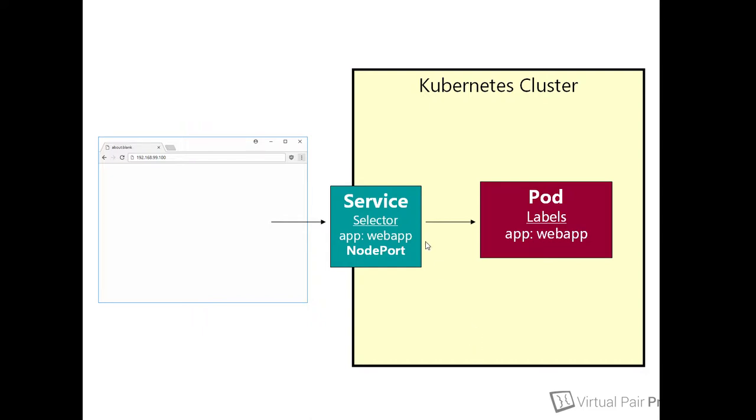The way that services work is via this selector. By specifying in the selector block app: web app, we're saying that we want Kubernetes to find any pod in the cluster that has that key value pair as part of its set of labels. So we need a corresponding label of app: web app in the pod.